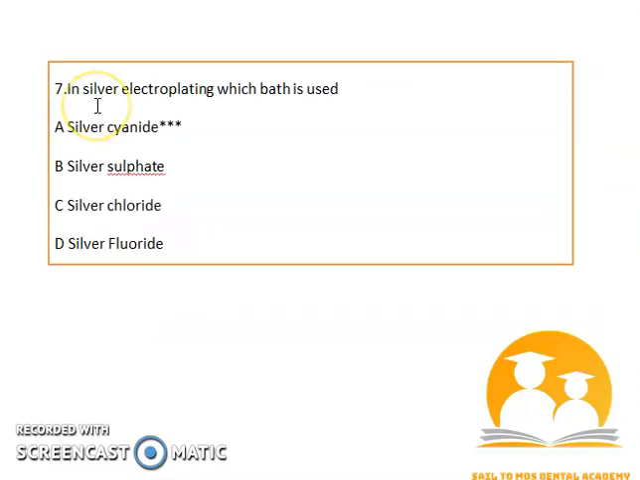Then aspirants, in silver electroplating, which bath is used? That is silver cyanide. You can simply remember, after B the C comes, so bath, B, and C for cyanide.